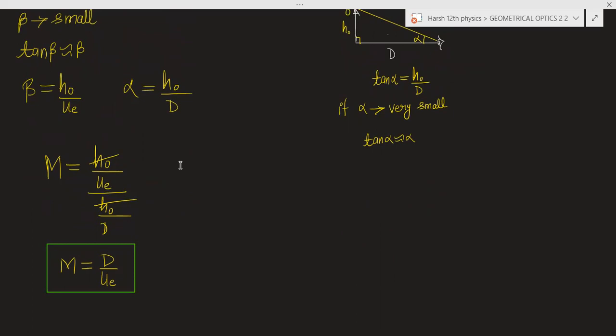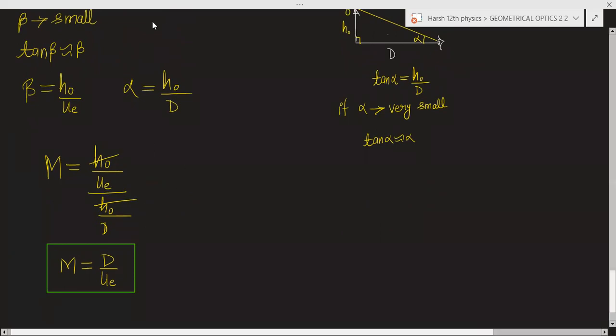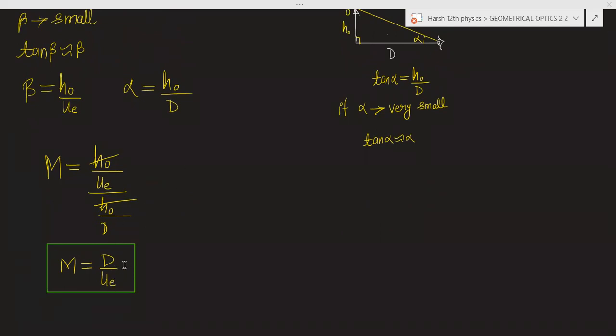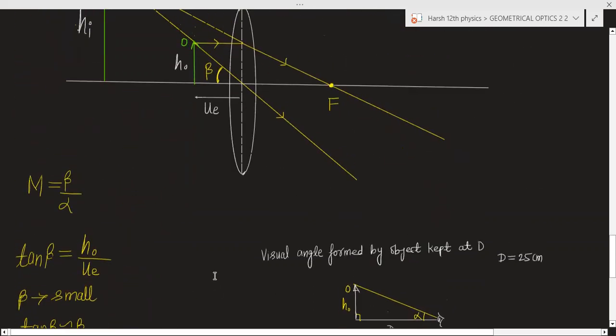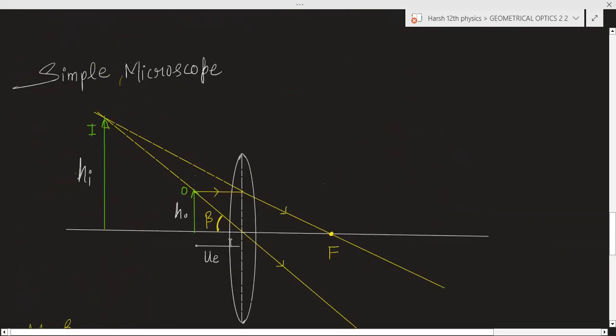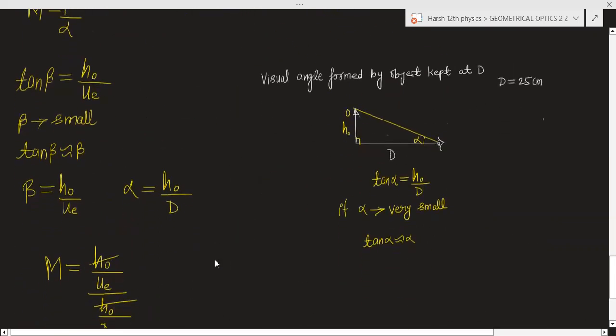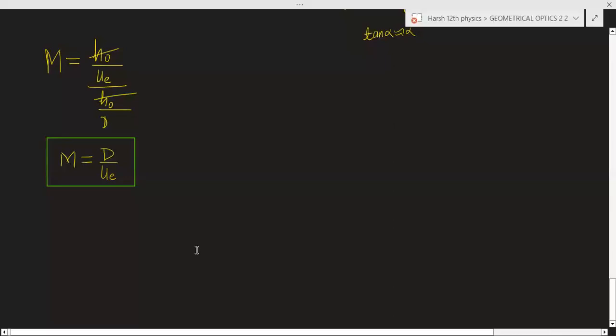Beside the formula, can you write what D and UE are? D is the distance. You are right. D is this 25 centimeter distance. I have written here also. And what is UE? UE is the distance where the object is placed. UE, U suffix E. Done? Okay.